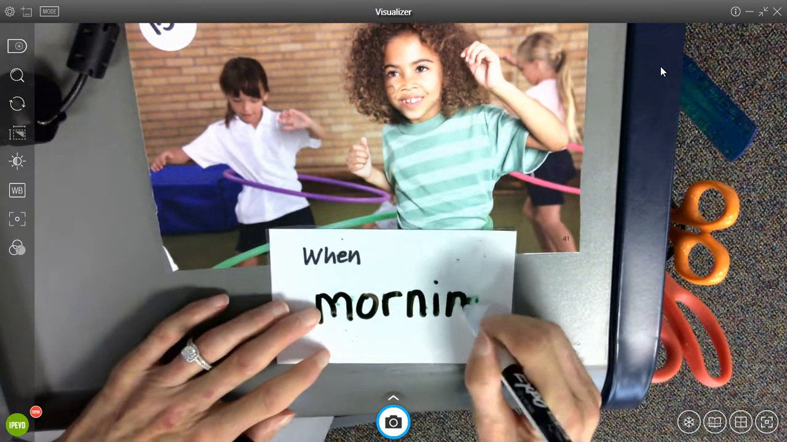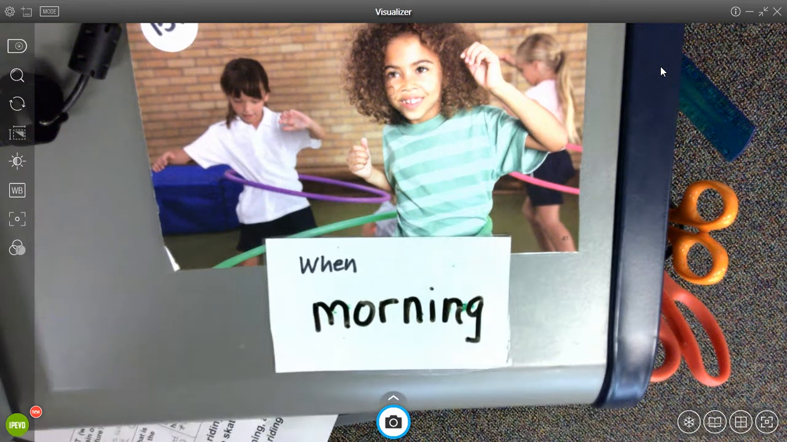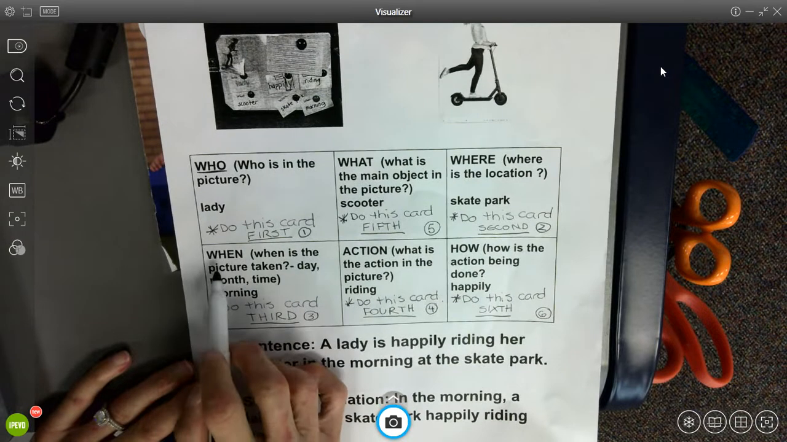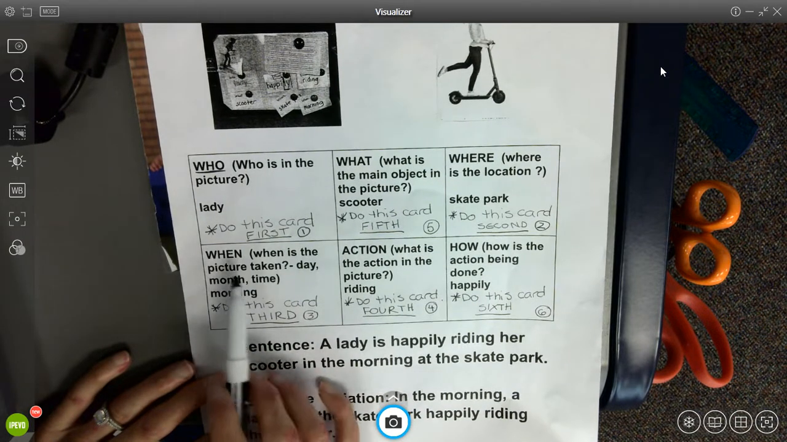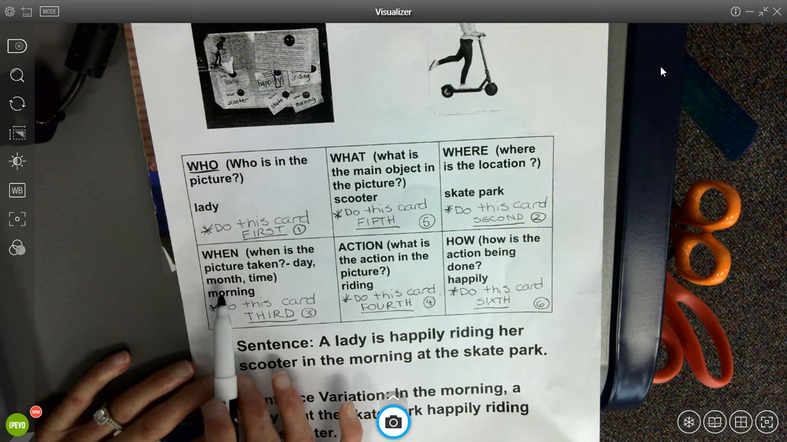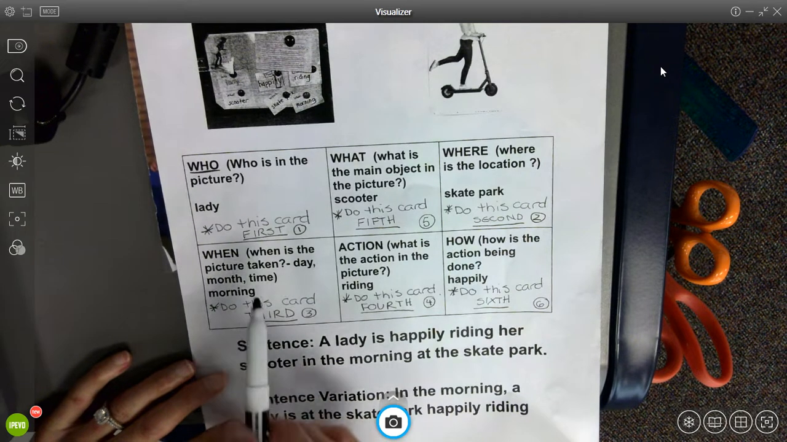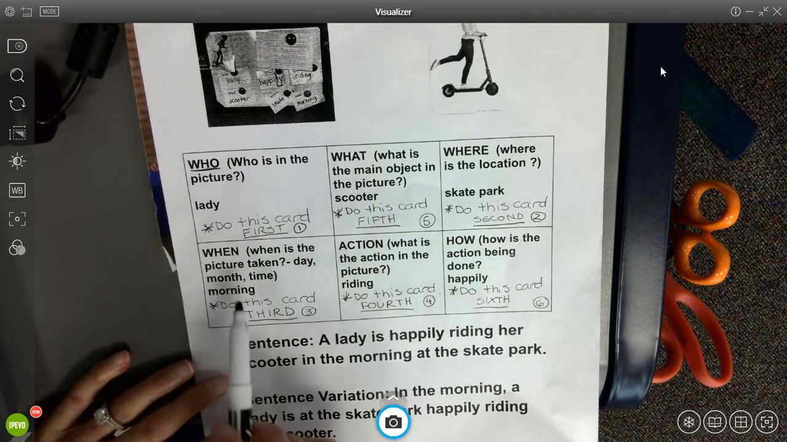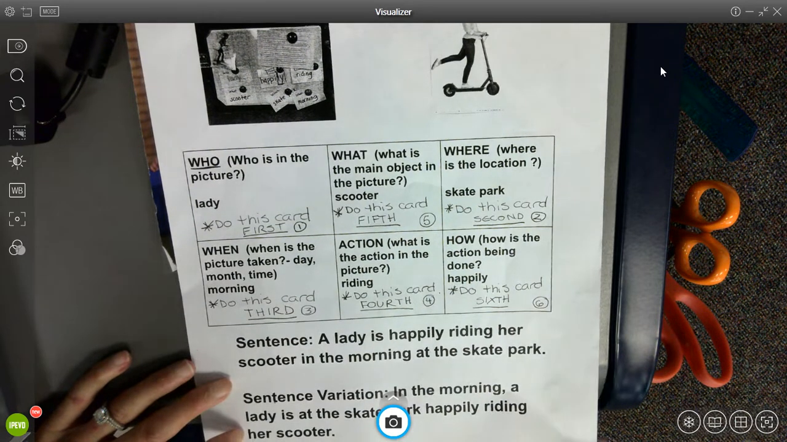And if I'm not sure what the when card means, I can look at my example and look at my when, and it says when is the picture taken. Is it the day, the month, the time, and the morning? That helps me see this example. Oh, okay, I know what my when card should look like.